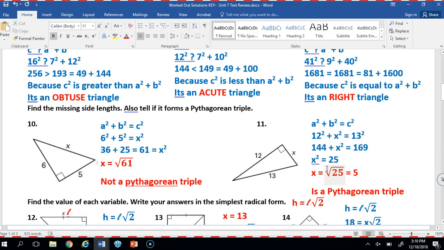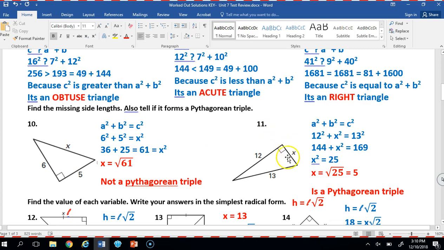The next set of problems says find the missing side lengths, and also tell if it forms a Pythagorean triple. So on this one, we're just basically finding what is c. Our c is always the side that's opposite the right angle. So that means 6 and 5 would be a and b. We square those two, and then we set them equal to x squared. 36 plus 25 is 61. 61 is a prime number, and so when we take the square root of 61 and the square root of x squared, we get that x is equal to the square root of 61, which is not a Pythagorean triple because it's not a whole number.